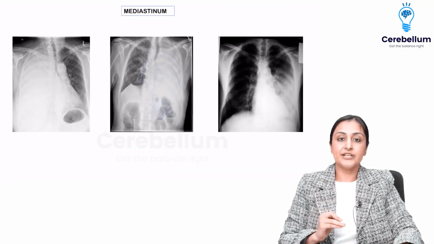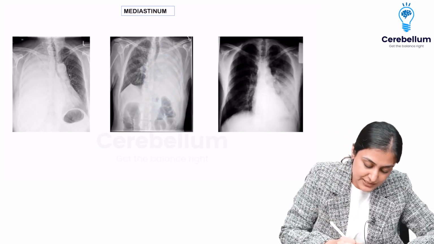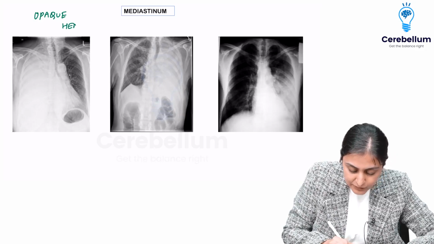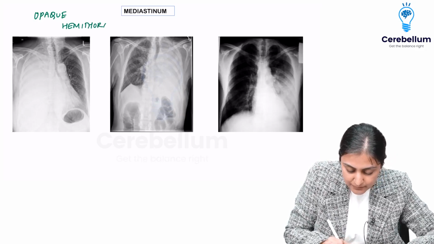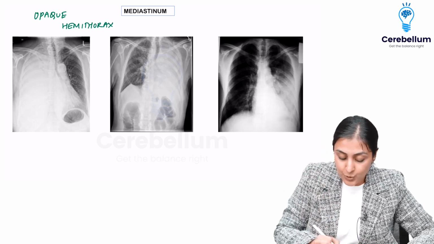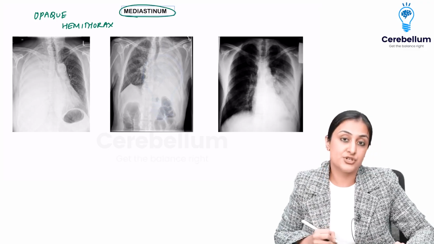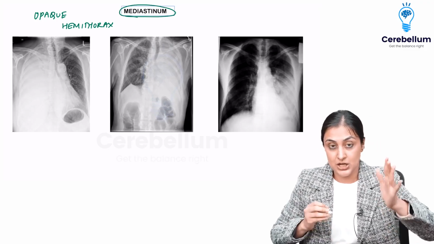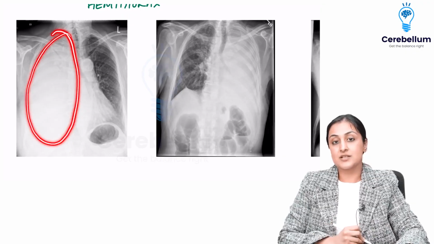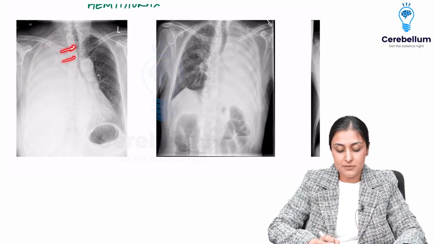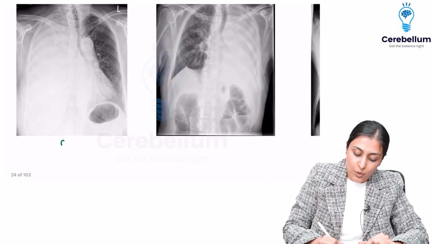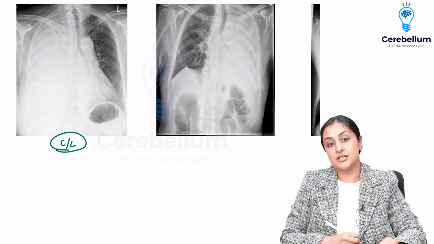Now, what I want to teach you here is very, very important. This is an approach to opaque hemithorax. Whenever you have one side lung which is completely white, there are three main possibilities. You have to look at the mediastinal shift in order to distinguish. So, look at the first image. You can see that this right side is completely white. And how is the mediastinum? You can see it is being pushed. There is contralateral mediastinal shift.